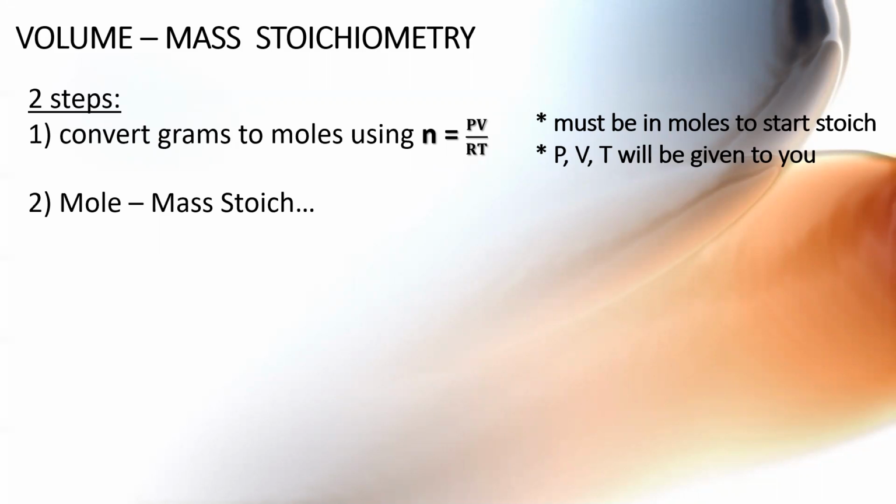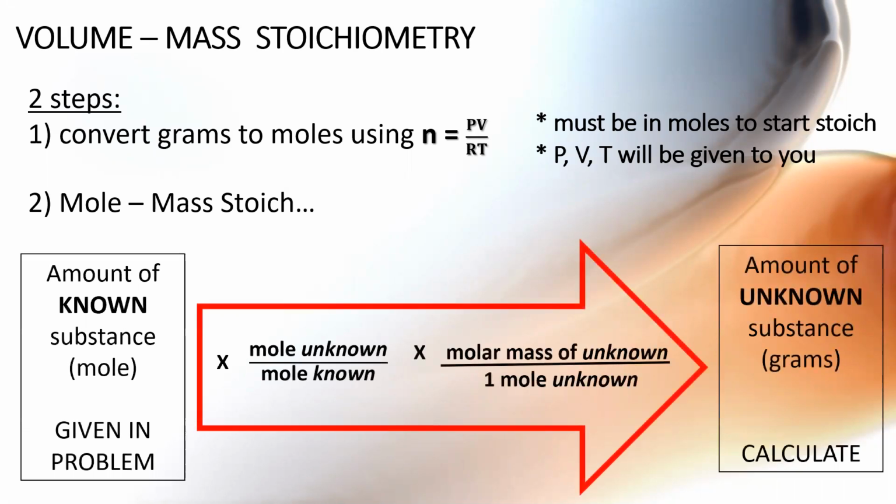Those will be given to you, but you may have to convert. And then you simply do mole to mass stoichiometry, if you will. So volume in liters to mass in grams is what we're trying to do. So here is the arrow setup if you like that. I'm going to have a known amount in moles given to me in the problems, or like I said, of course, I'm going to complicate it for you. You may have to convert it to moles to start.